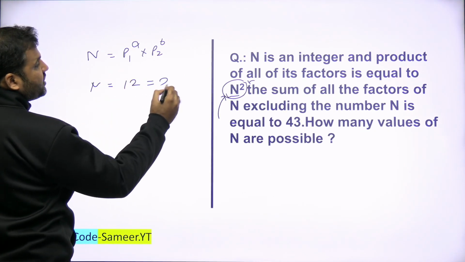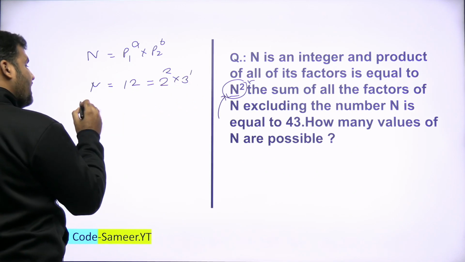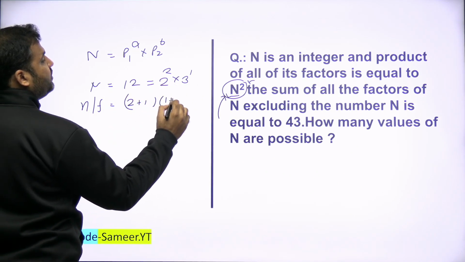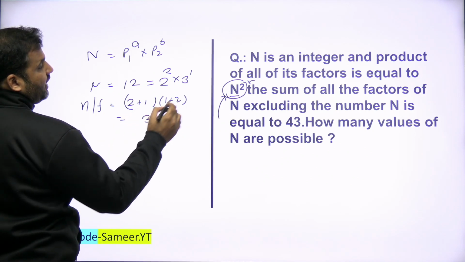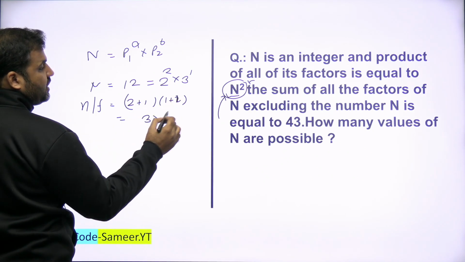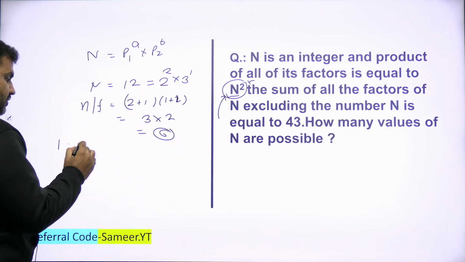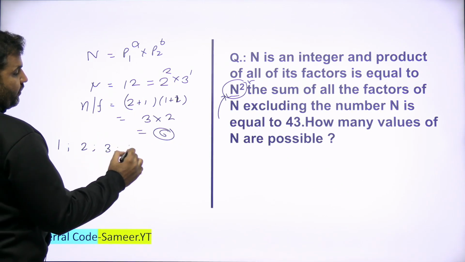Now, the factorization of 12 is 2 power 2 into 3 power 1. The number of factors of n is (2 plus 1) into (1 plus 1), that is 3 into 2, which is 6. So there are a total of 6 factors of 12. What are these 6 factors? 1, 2, 3, 4, 6 and 12.